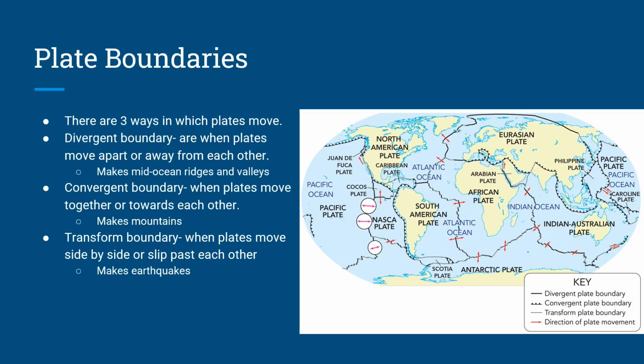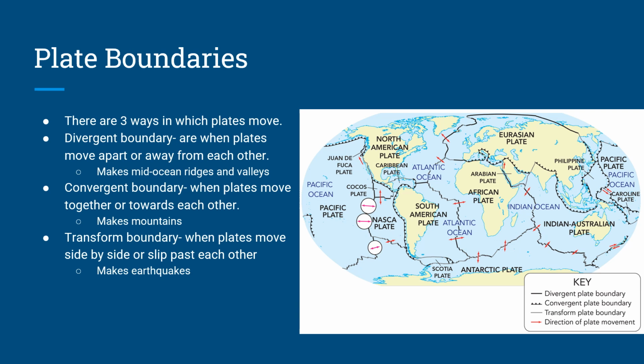Plate boundaries. There are 3 ways in which plates move. There's the divergent boundary, which is when plates move apart or away from each other, and this makes mid-ocean ridges and valleys. There are also convergent boundaries, and these are when plates move together or towards each other, and this forms mountains. We also have the transform boundary, which is when plates move side by side or slip past each other, and that's what causes earthquakes.